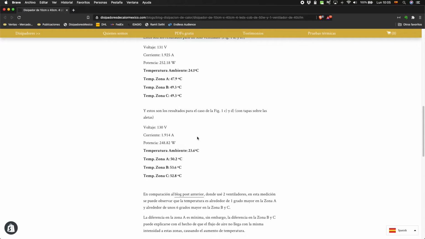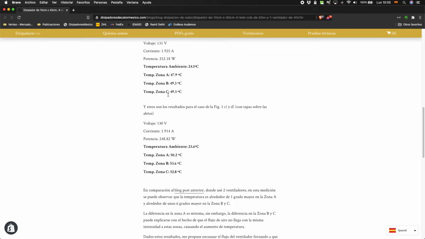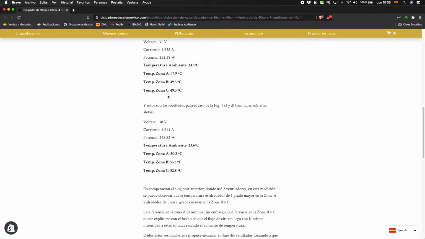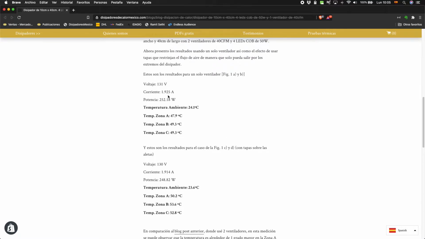There is an increase of about a degree centigrade for zone A, which is the nearest to the fan, and for zone B and C there is an increment of about 6 degrees centigrade, which can be explained by the fact that the flow of air doesn't reach with as much intensity to these points, and this causes the temperature to increase since the rate of exchange of heat is diminished.